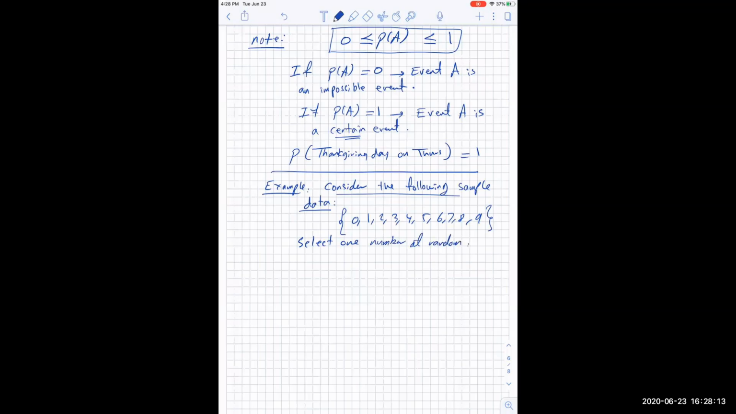Okay, so let's say I put these numbers in a box, write them on small pieces of paper, put these papers in the box, and then I close my eyes and draw one paper from the box. So I'm selecting one number at random. Find the probability of 4. What is the probability that I'm going to select the number 4 from this set?